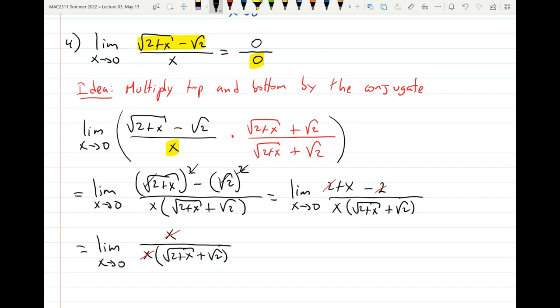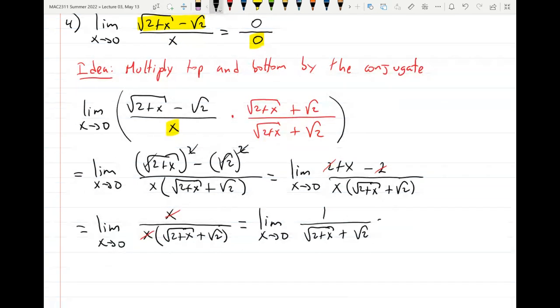Okay, so we can exchange this new function for this one, 1 over square root of 2 plus x plus square root of 2. But now this new function has no issues with x equals 0, right? We can just plug in, and then we get 1 over square root of 2 plus square root of 2, or 1 over 2 square root of 2.